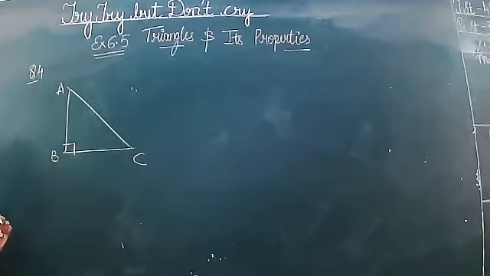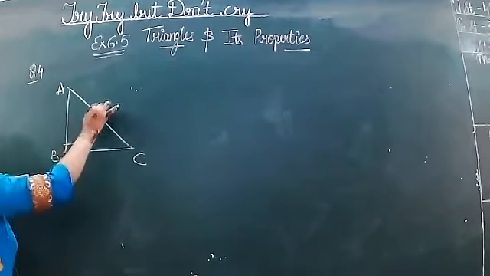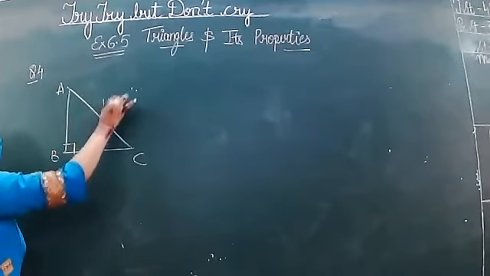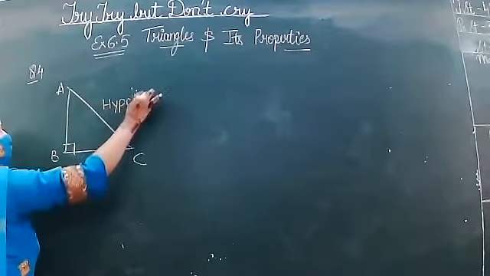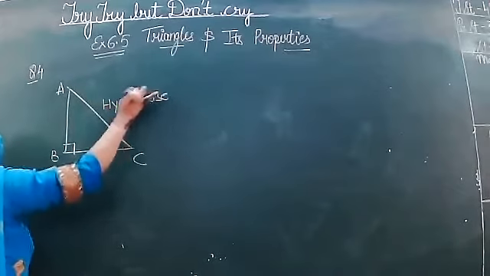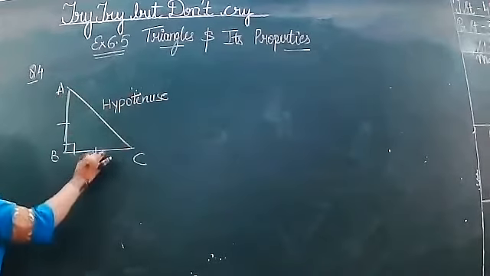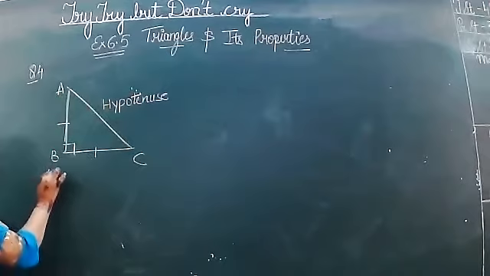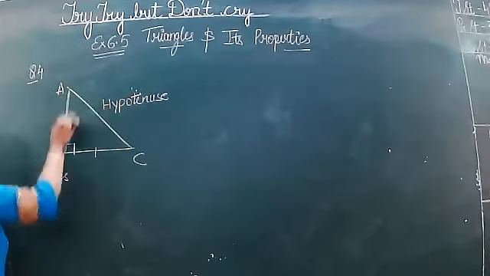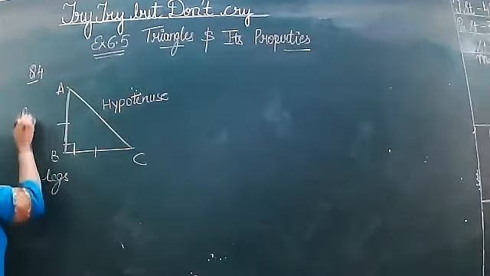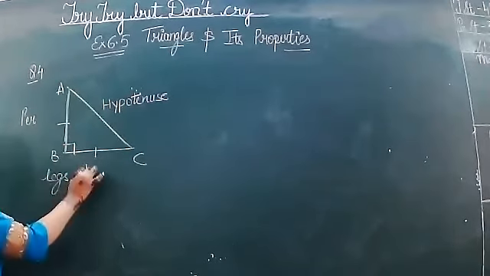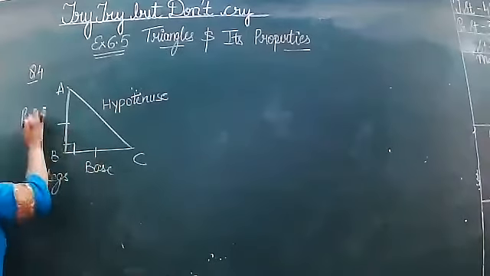Right angle at C. The side which is opposite to the right angle is called the hypotenuse, and these two sides are called the legs of the triangle. This one is called the perpendicular and this one is called the base, and both are called legs.